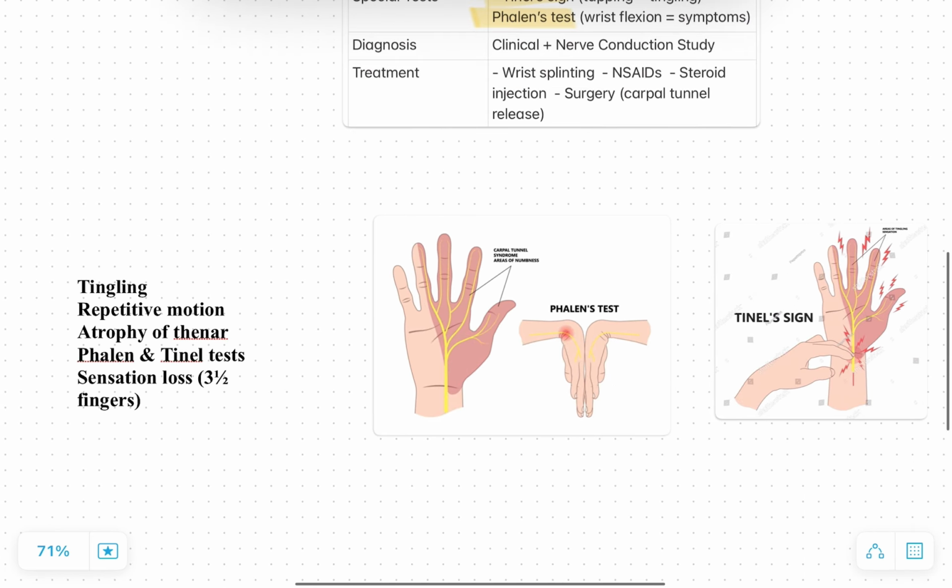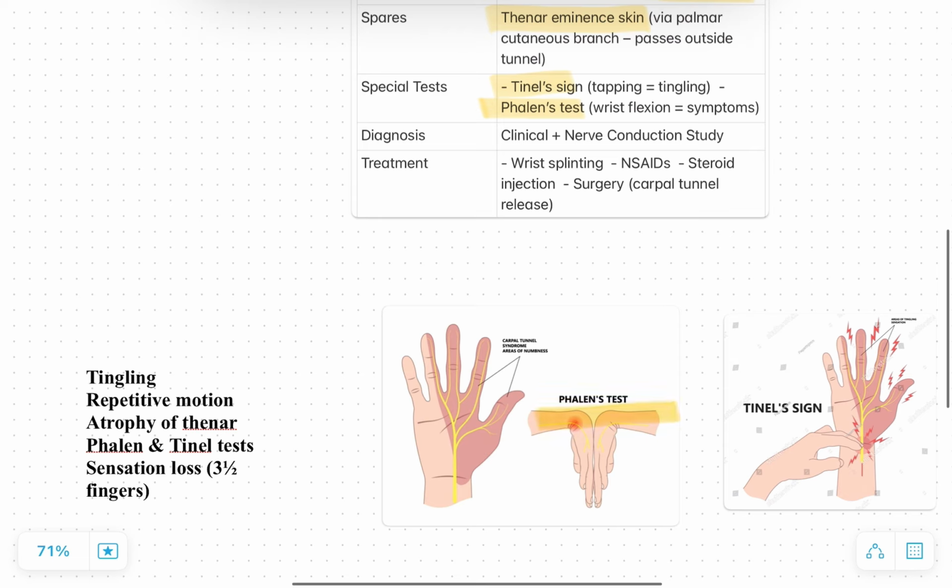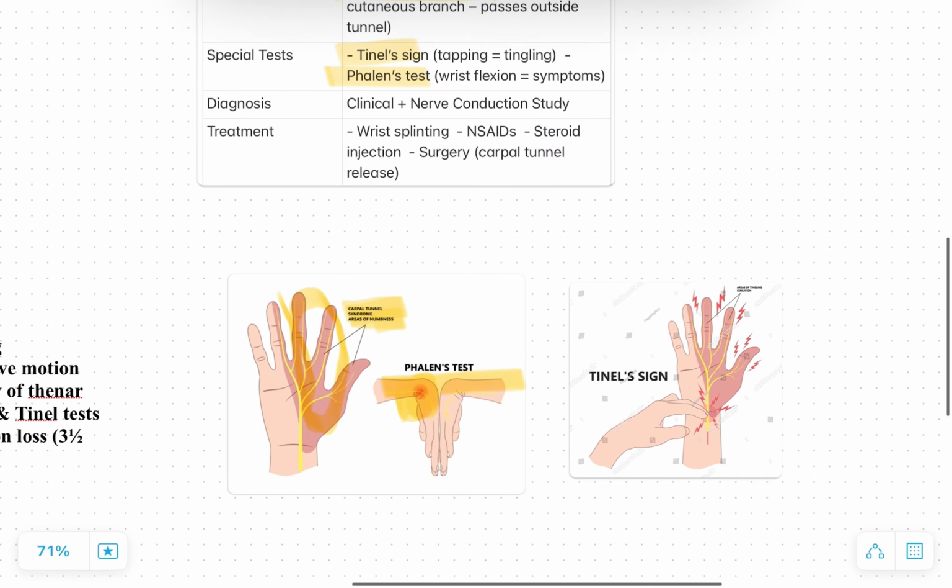So this is Phalen's test, that is, with wrist flexion there is compression of the median nerve causing the symptoms of carpal tunnel syndrome, that is, areas of numbness we will see on the lateral 3.5 fingers of the palmar side. This is Tinel's test, where whenever we tap with the finger on the flexor retinaculum on the wrist side, there is a similar tingling sensation on the lateral 3.5 fingers. These two are the provocative tests for carpal tunnel syndrome.